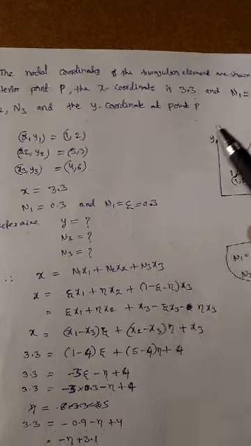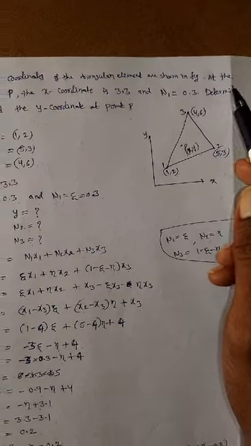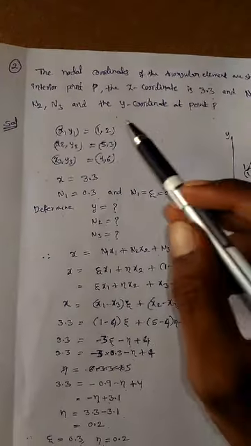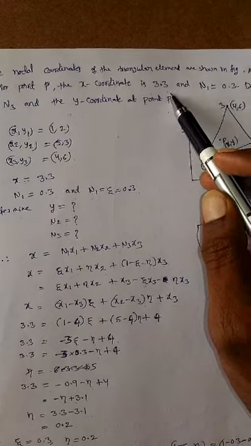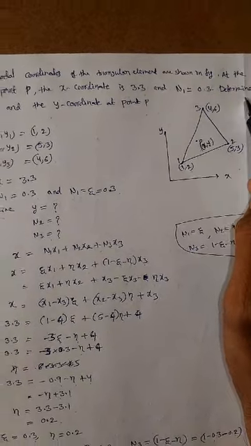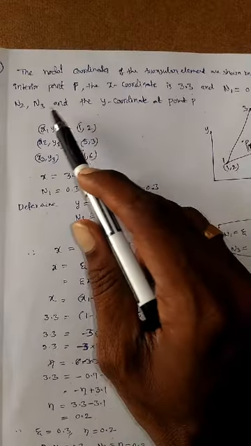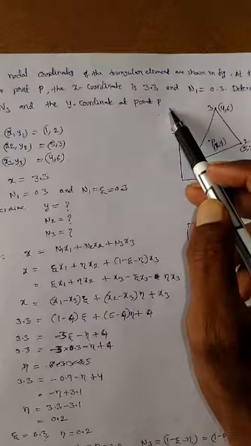So the nodal coordinates of the triangular element are as shown in figure. At the interior point P, the x coordinate is 3.3 and n1 is equal to 0.3. Determine n2, n3 and the y coordinate at point P.